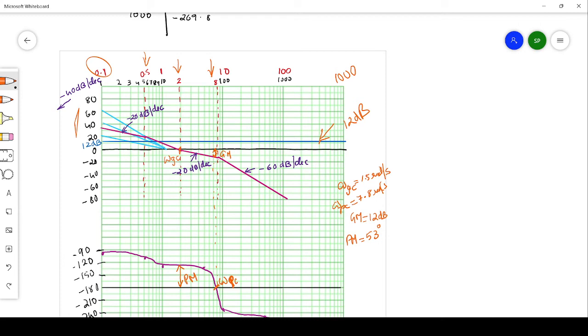Now the second factor is pole present at origin. So for pole present at origin, the slope is minus 20 dB per decade. Now here first you need to draw lines for the slopes. Okay, so you see these blue lines I have drawn here. The first blue line is for minus 20 dB per decade because it is starting from this 20. Then the second blue line I have drawn is for minus 40 dB per decade, and the third one is minus 60 dB per decade.